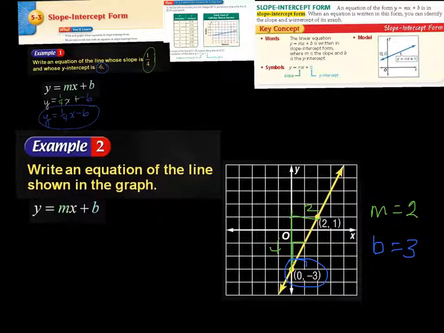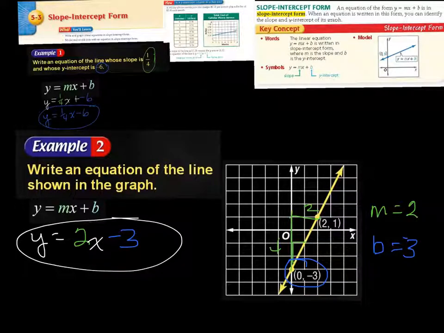So now we can just plug into the equation. Y equals, the m we found was 2x, and oops, I forgot my negative. So instead of putting plus negative this time, I'm just going to put -3. So we have y equals 2x minus 3.